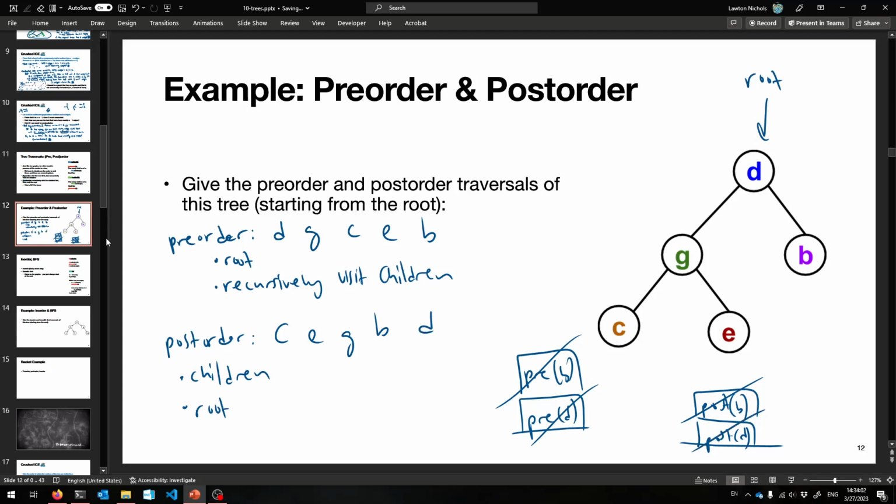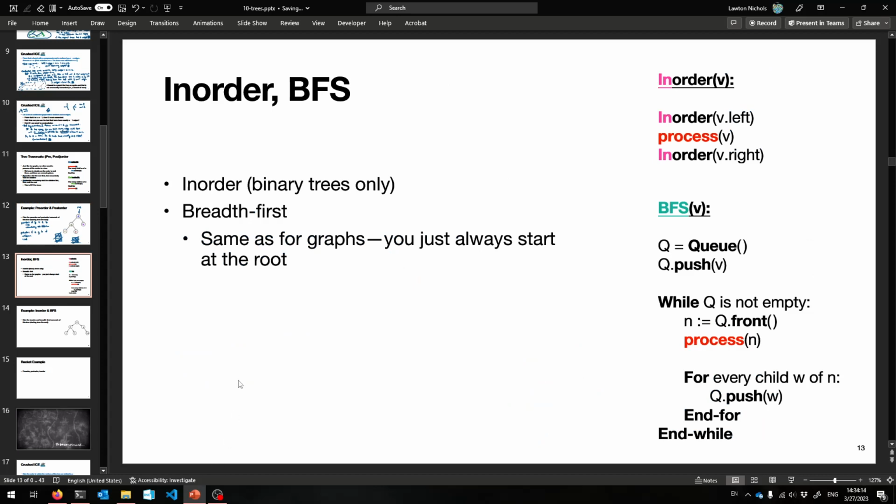So that's the difference. Post order is very similar to depth first. You see that? Very, very similar. All right, so that's pre-order and post order. Please yell at me if you have any questions about this stuff. Now let's move on to in order and breadth first. There is a breadth first for trees too, if you haven't seen that before.